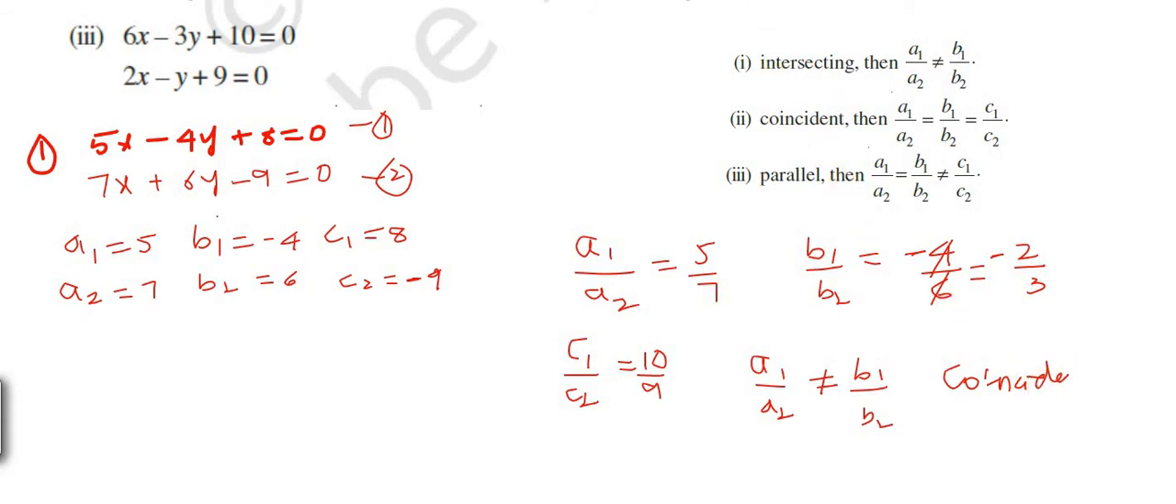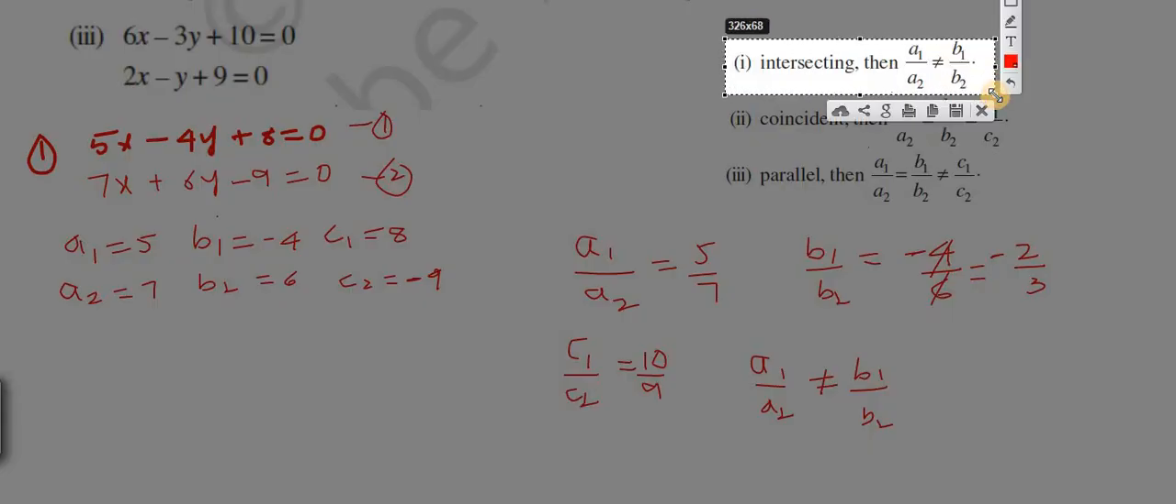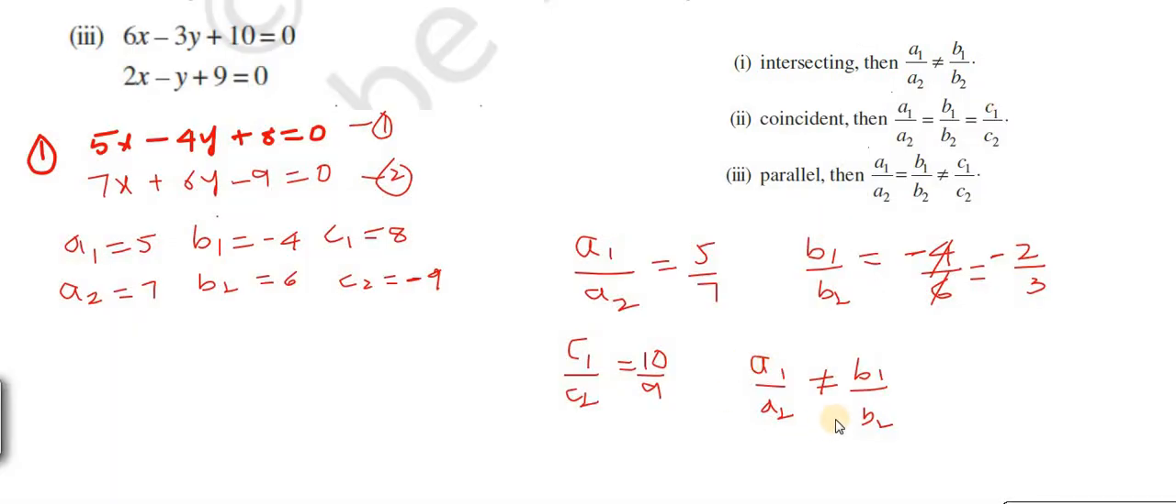Sorry, not coincidental. It is an intersecting line. By the first condition, it is an intersecting line. So change it here. Next, write the condition here: a1 by a2 is not equal to b1 by b2, therefore it is intersecting lines.